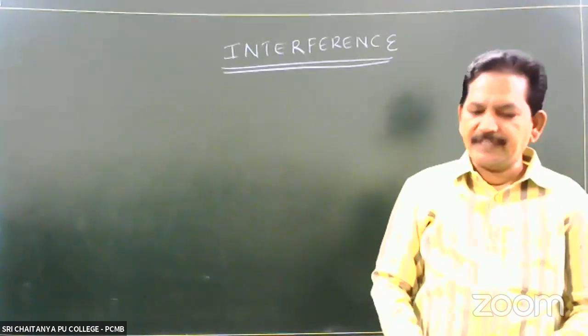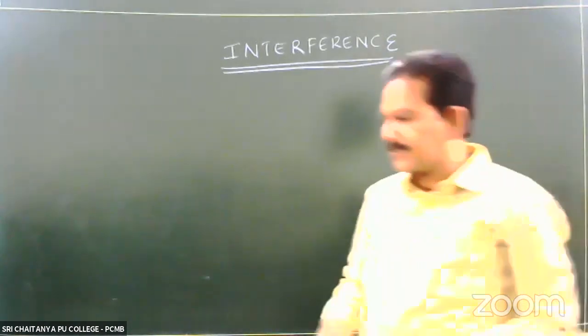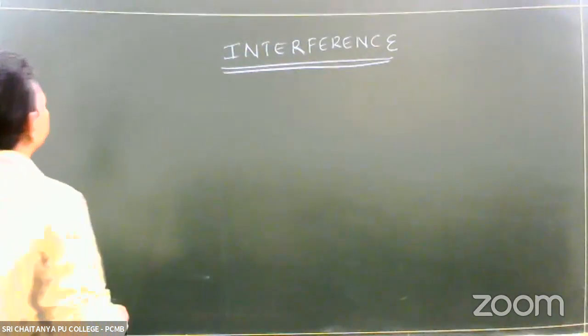How many types of interference? How to get the expression for the interference? It is a lengthy chapter out of the 3 chapters.